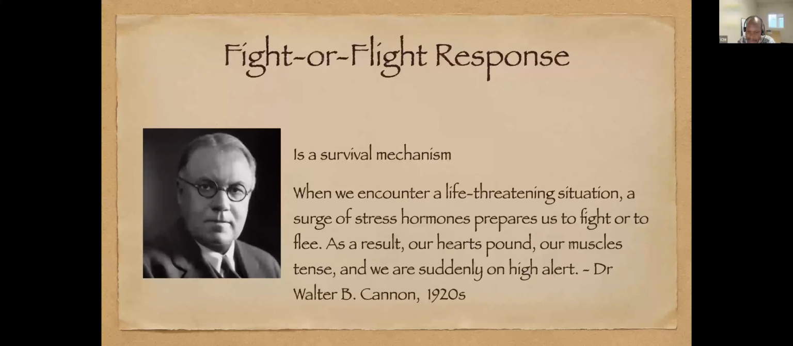Way back in the 1920s, Walter P. Cannon at Harvard described what he called a fight or flight response. And essentially, he observed that this one is a survival mechanism. When we encounter a life-threatening situation, a surge of stress hormones prepares us to fight or to flee from that danger. As a result, our hearts beat faster, our muscles tense up, and we are suddenly on high alert. That is what he described as a fight or flight response.